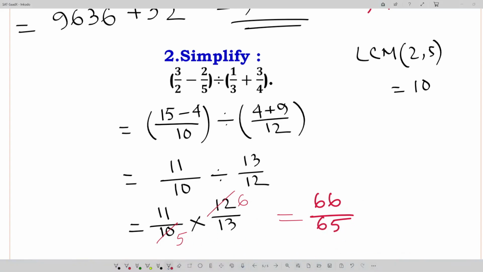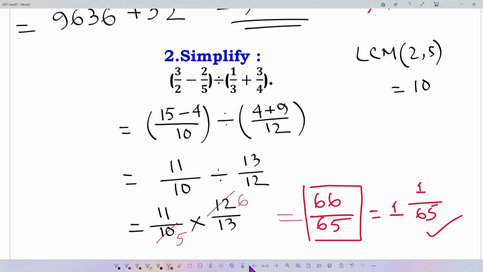This is our answer. So I hope you have no question. If you have any question, please write a line in the comment section. This is an improper fraction, so we cannot keep this one. 66 by 65, we can write 1, then 1 divide 65. This is the correct answer.